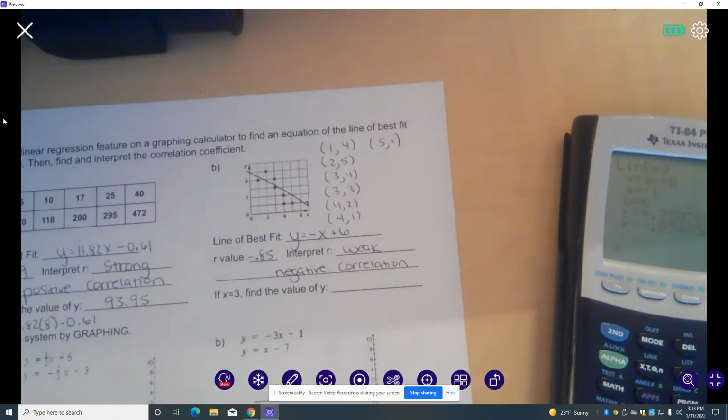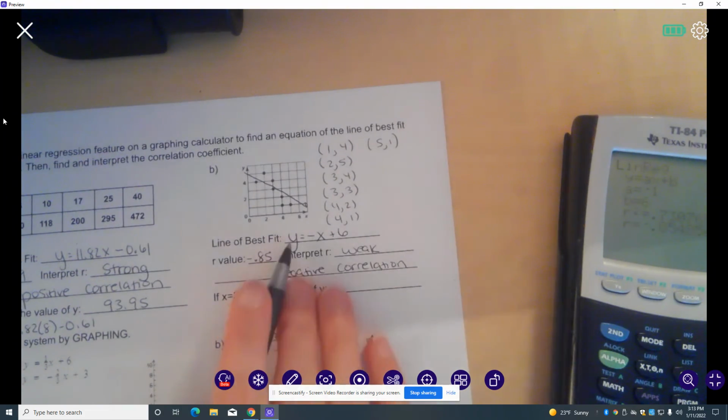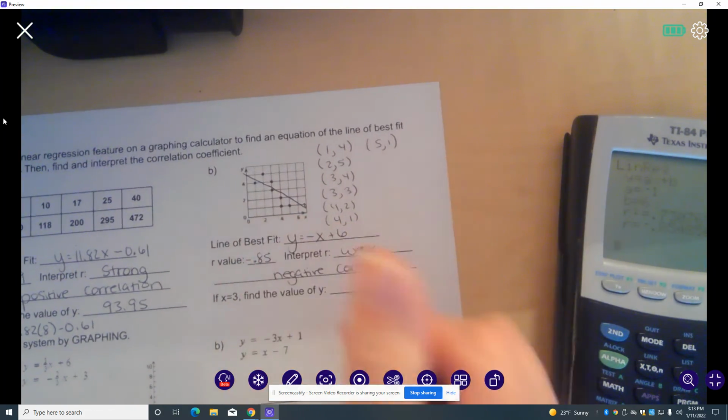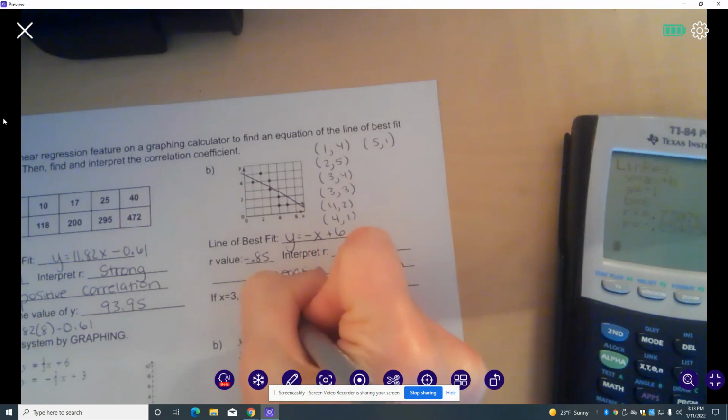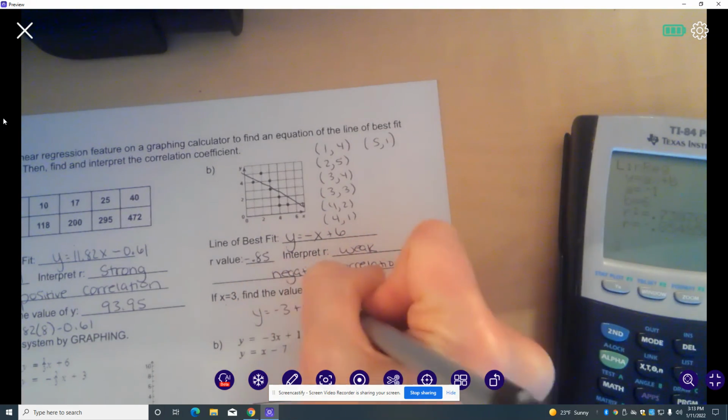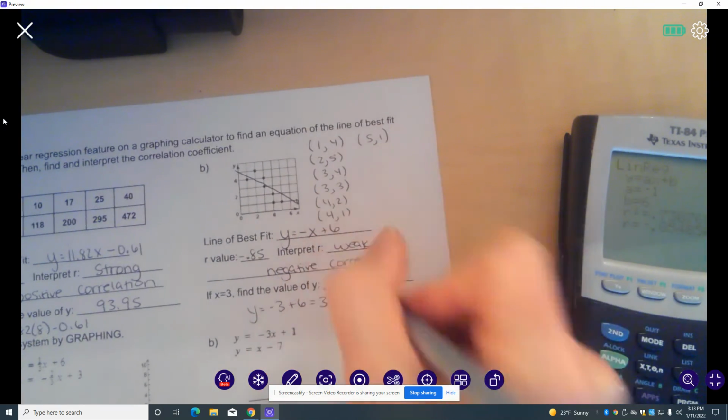If x equals 3, find the value of y. I'm going to use my line of best fit and plug 3 in for x. Okay, so I get 3 there.